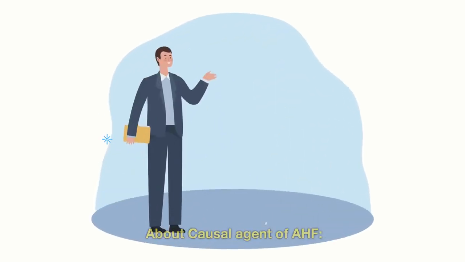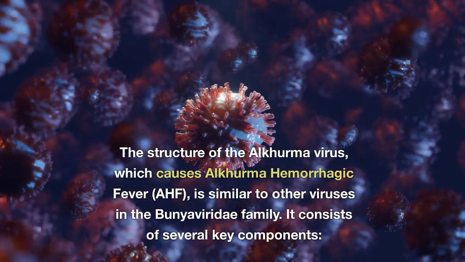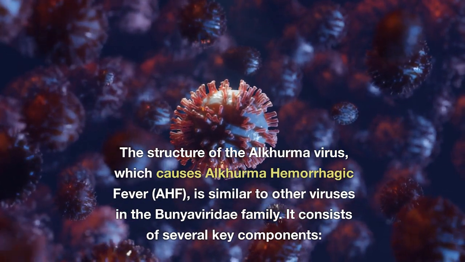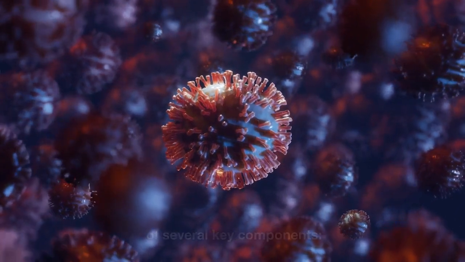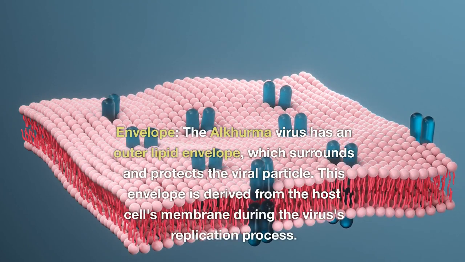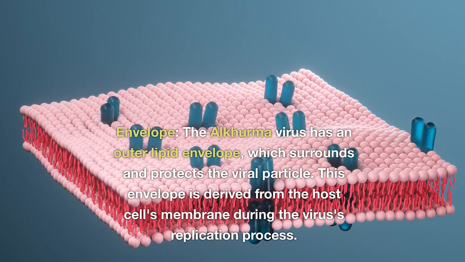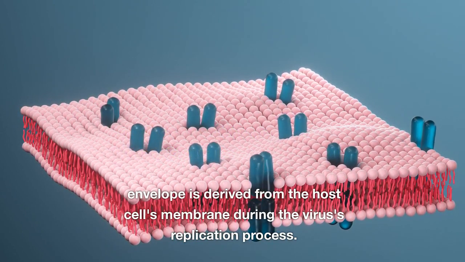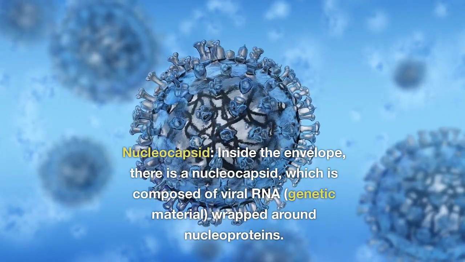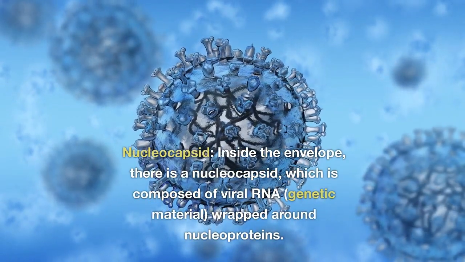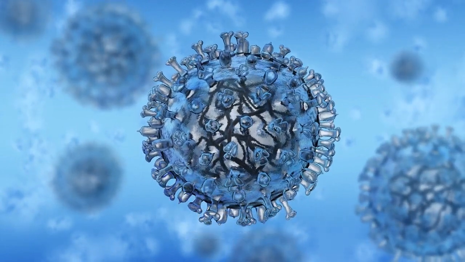About the causal agent of AHF. The structure of the Alkhurma virus, which causes Alkhurma hemorrhagic fever, AHF, is similar to other viruses in the Flaviviridae family. It consists of several key components. Envelope. The Alkhurma virus has an outer lipid envelope, which surrounds and protects the viral particle. This envelope is derived from the host cell's membrane during the virus's replication process.